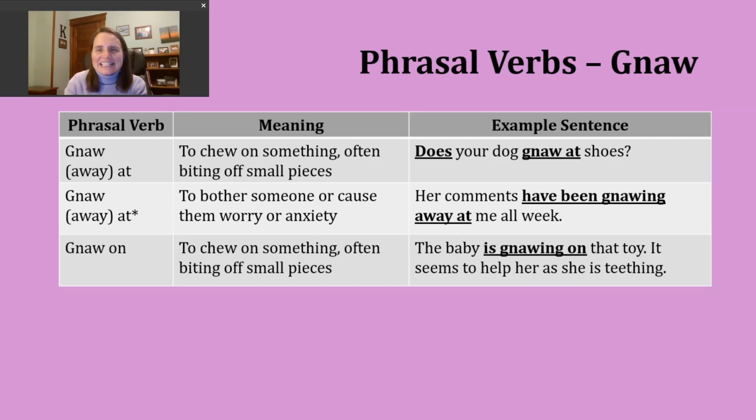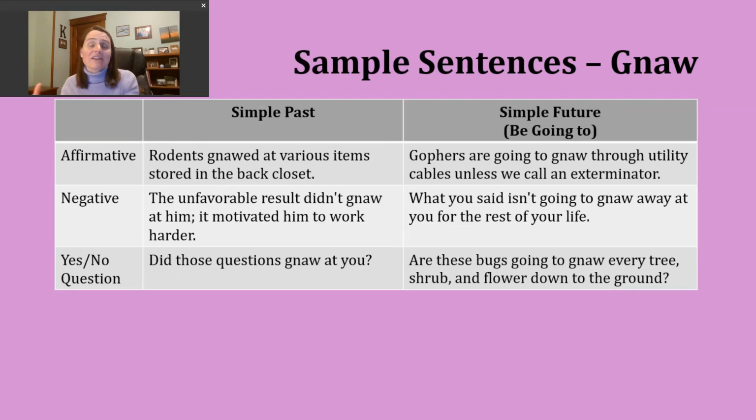Now, let's take a look at using our verb of the day in a couple different verb tenses. Today, I thought we would practice the simple past tense and the simple future with be going to. Let's start with the simple past tense. We use this verb tense to talk about completed actions that occurred at a known point in the past.